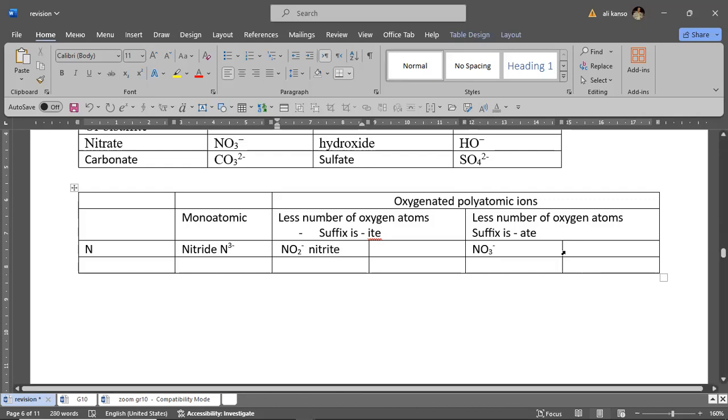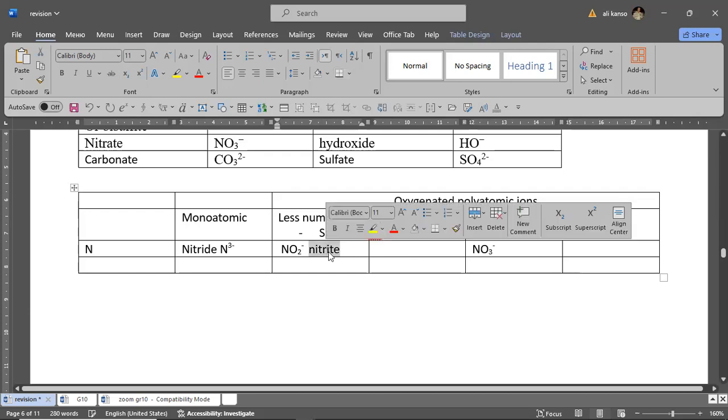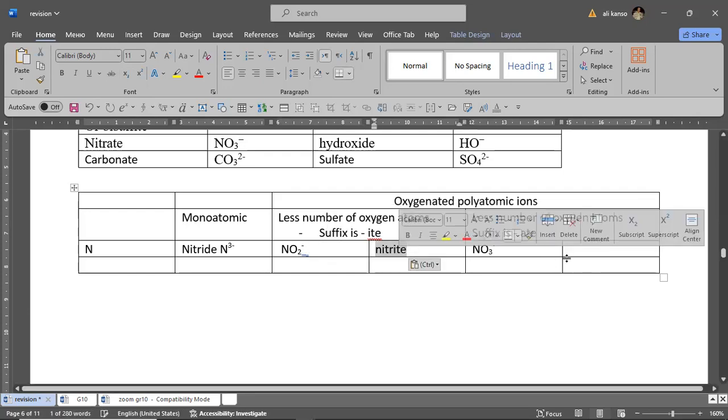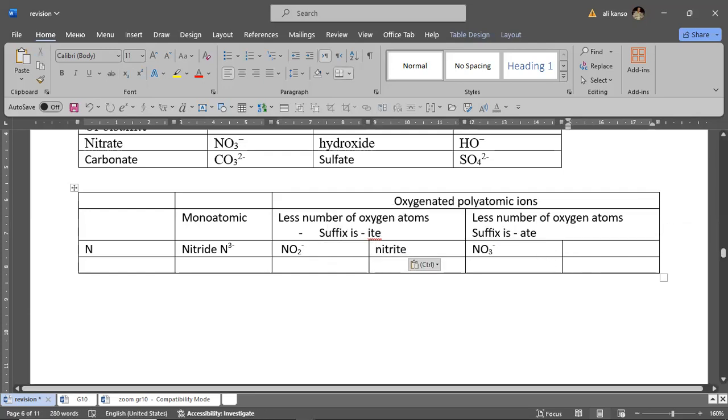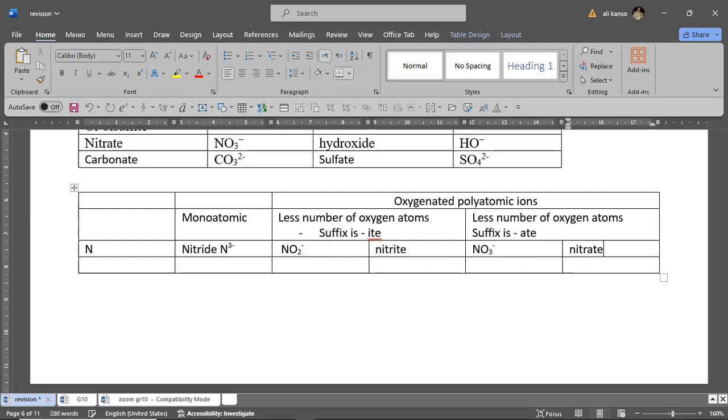The other side, nitrate. Okay, you have to memorize what? How can you simplify them? You have to memorize that NO2 and NO3, one with 2 oxygen and the other with 3 oxygen. The one with the more number of oxygen, its ending must be ate. The other one, with less oxygen number, must be ite.